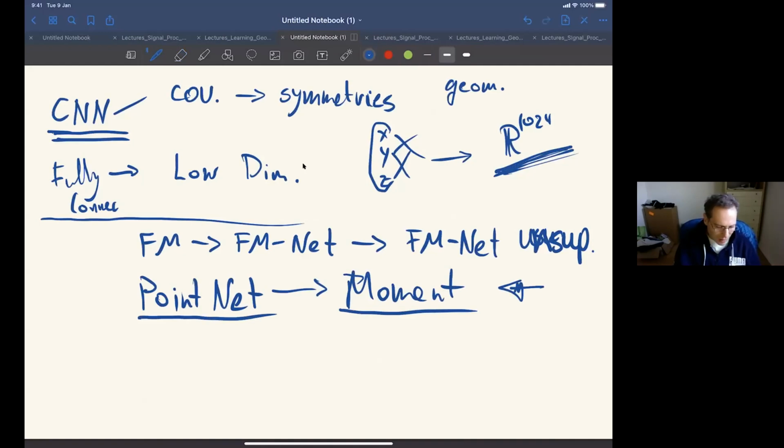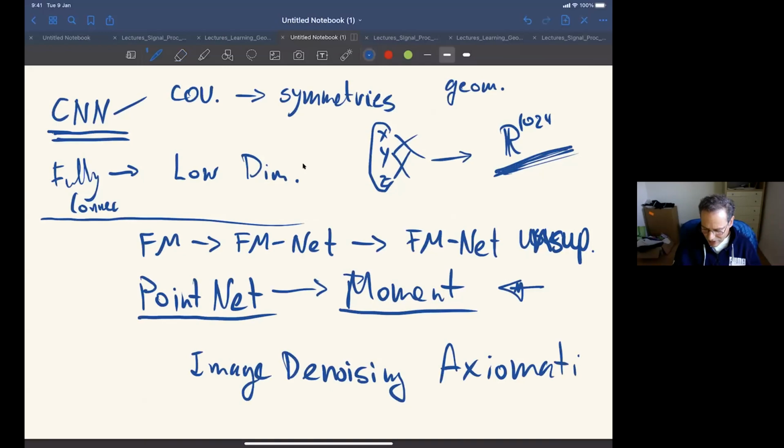Now, at this point, I would like to talk about something new. I mean, new to this course, which is classical in the sense of, and it has to do with image denoising. And it is a completely axiomatic method, but if you understand this axiomatic method, I would say that you can do the same trick with the FMNet in order to enhance the power of your denoising networks, okay?